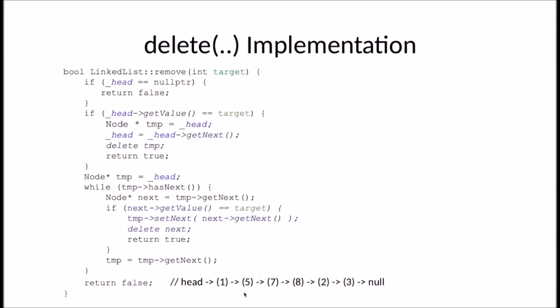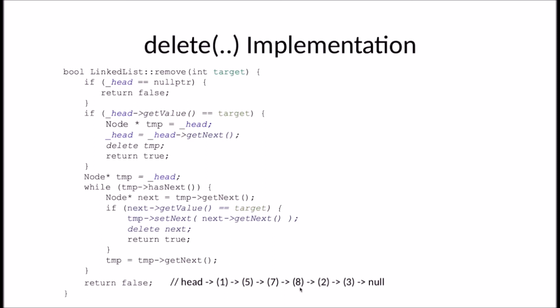And then I update temp to temp.getNext, so temp now points to 7. Note that this line I could also write as temp equals next, since I have the temporary variable here. That would be equivalent. Then I check, does temp, 7, have a next node? Yes, it does. It is 8. I get the next node stored in my next pointer. So next points to 8, and temp points to 7.